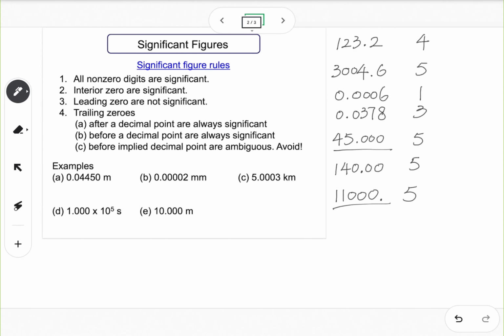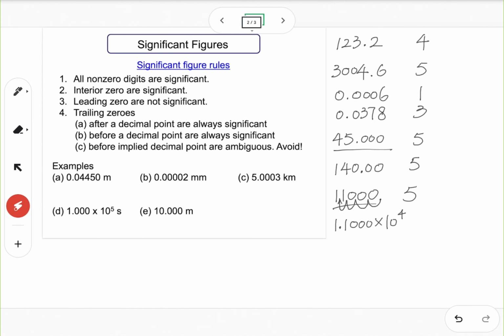How do you avoid this kind of ambiguous situation? The answer is you use scientific notation. For instance, for this number, let me erase this implied decimal point. You don't see the decimal point. By using scientific notation, you will see it. The implied decimal point, you move it to your left 4 times. So that means that you have 1.1000 times 10 to the 4. When you write the decimal part of the scientific notation, you don't drop zeros. You keep all of the zeros.